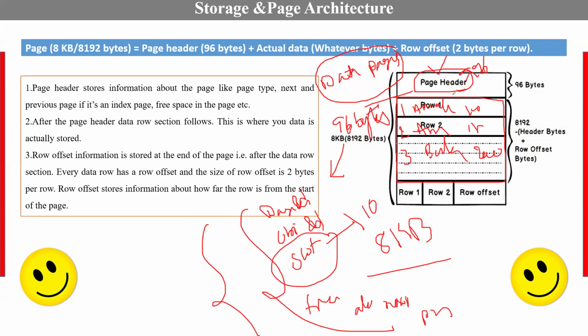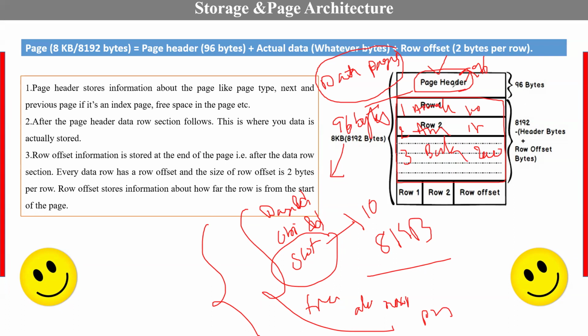You are not storing anything in the page header. Automatically, it will update the page header, page footer, and data rows based on application team transactions. Clear? Everyone?